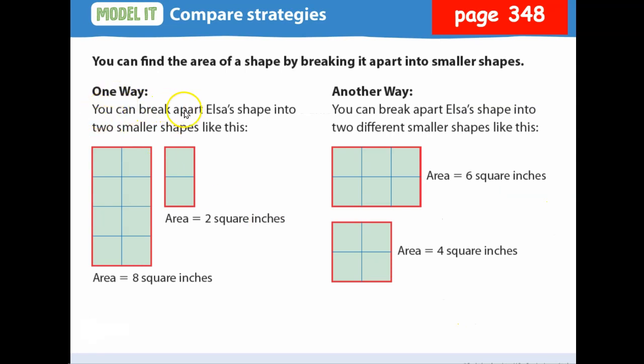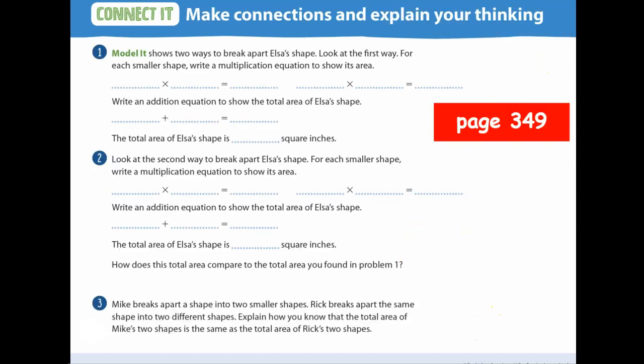Okay. So one way you can break apart Elsa's shape is to make it into 2 smaller shapes like this. Okay. Or you could make it this shape like this. Another way you can break Elsa's shape into 2 different smaller shapes is like this. This one's what we did, okay? The green one was here, the red one's down there. And then we just add both areas to get 10. So go to page 349.